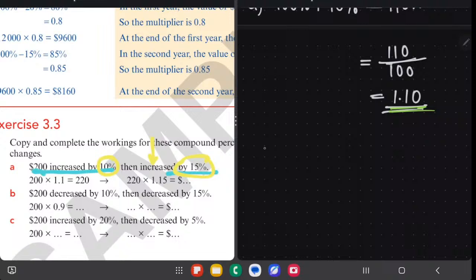So we would say that is 100%. Don't leave the percentage sign. Why would you leave it? Then you say plus 15%. I'll say to you, hey, why are you adding? You say, because we increased.